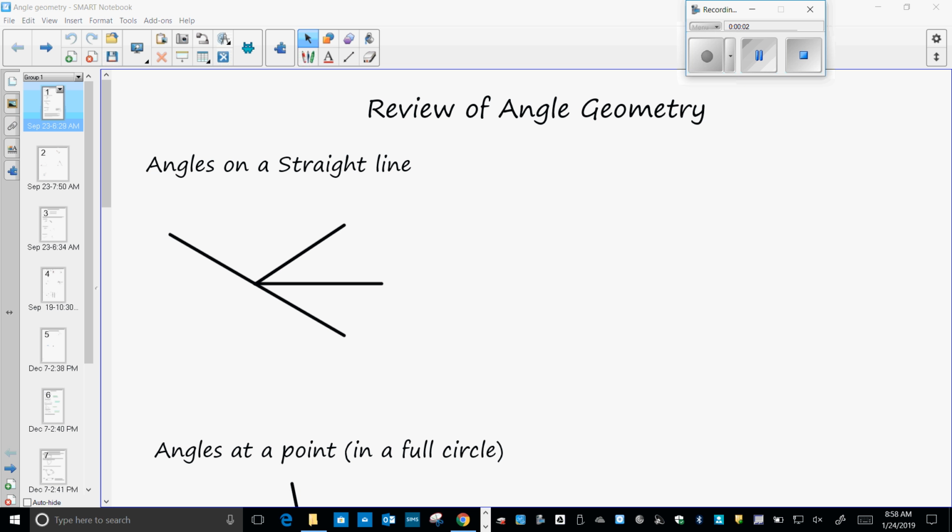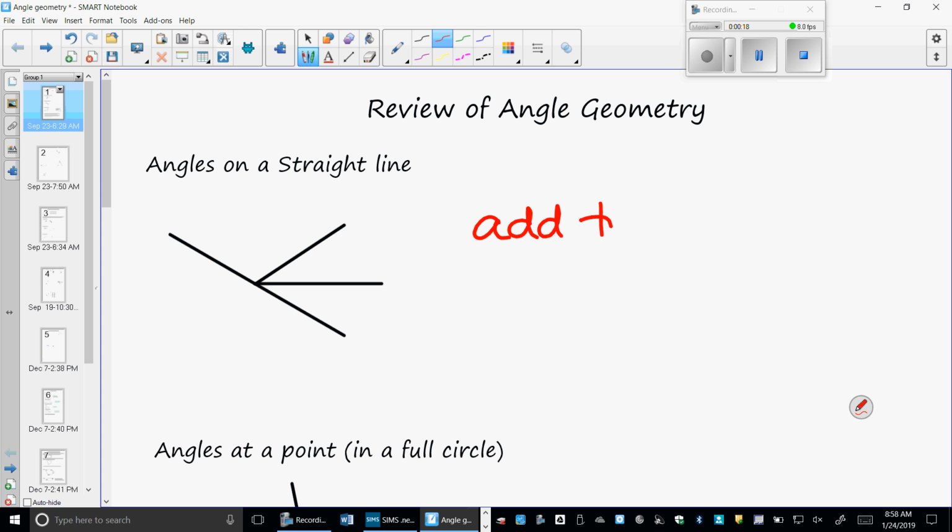Super, super fast because you learned this a long time ago, but you may have forgotten. So I'm just double checking that we remember it. What do we know about any angles that sit on a straight line? That adds 180. Okay, so be careful, please, that when you are talking about the angles, you don't just say they equal 180. You must say that they add up to 180.